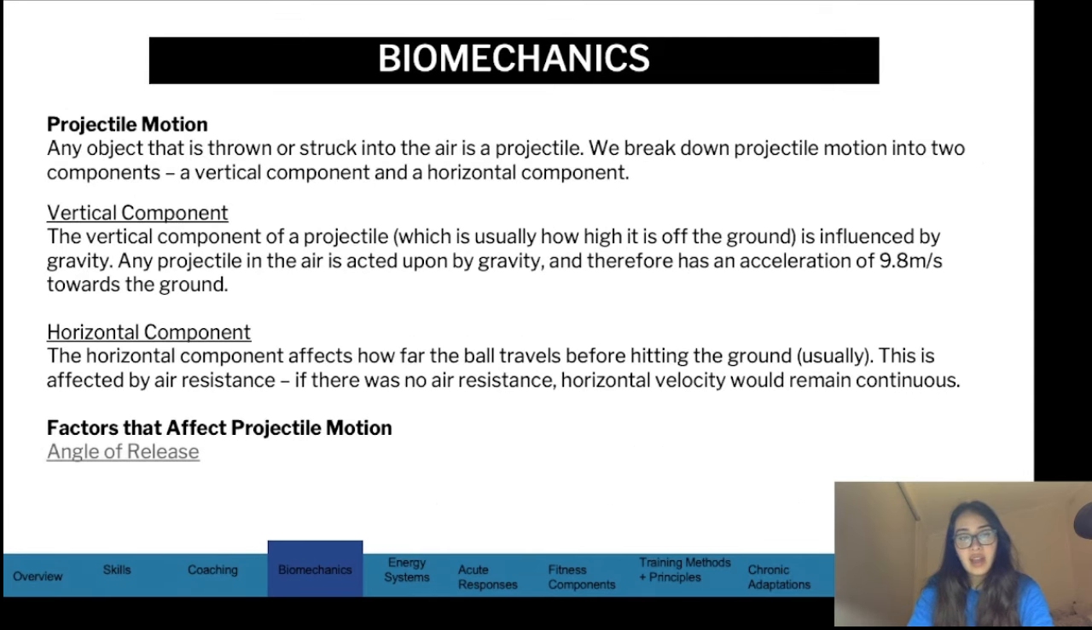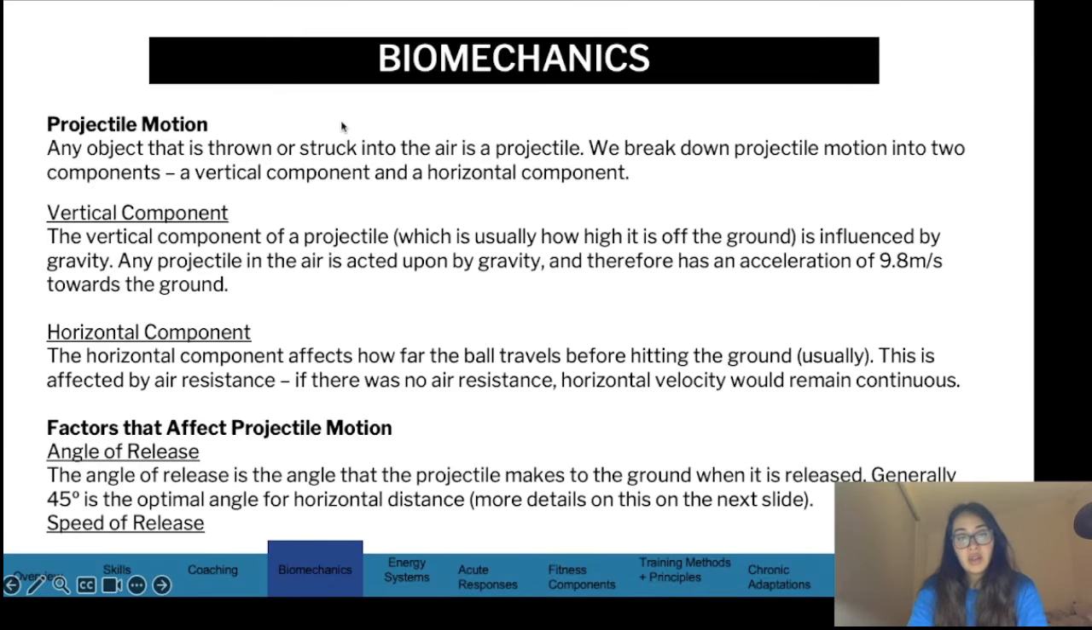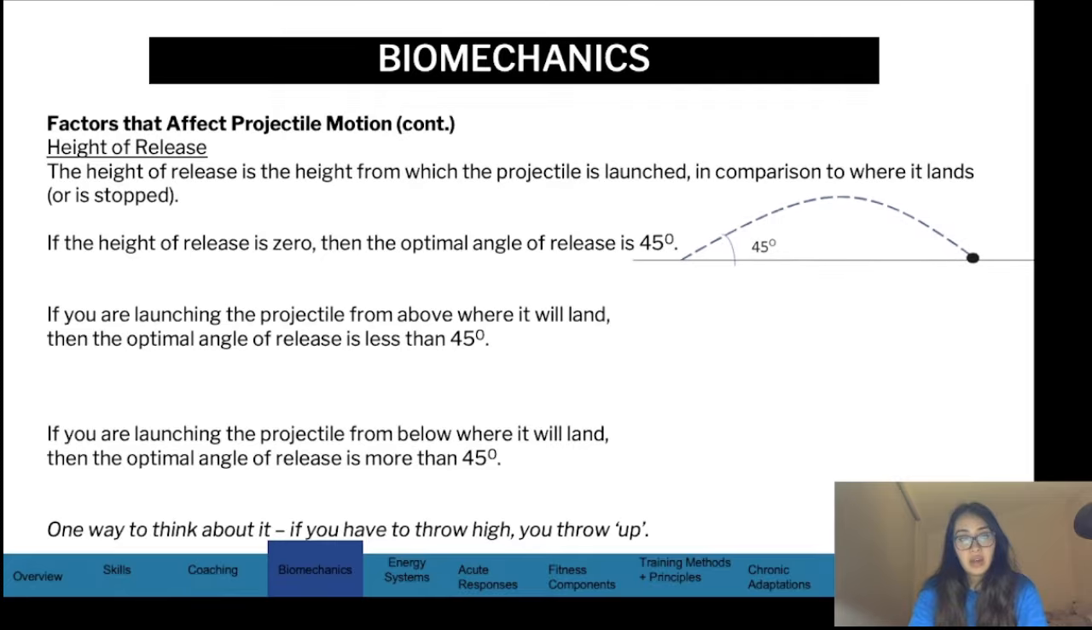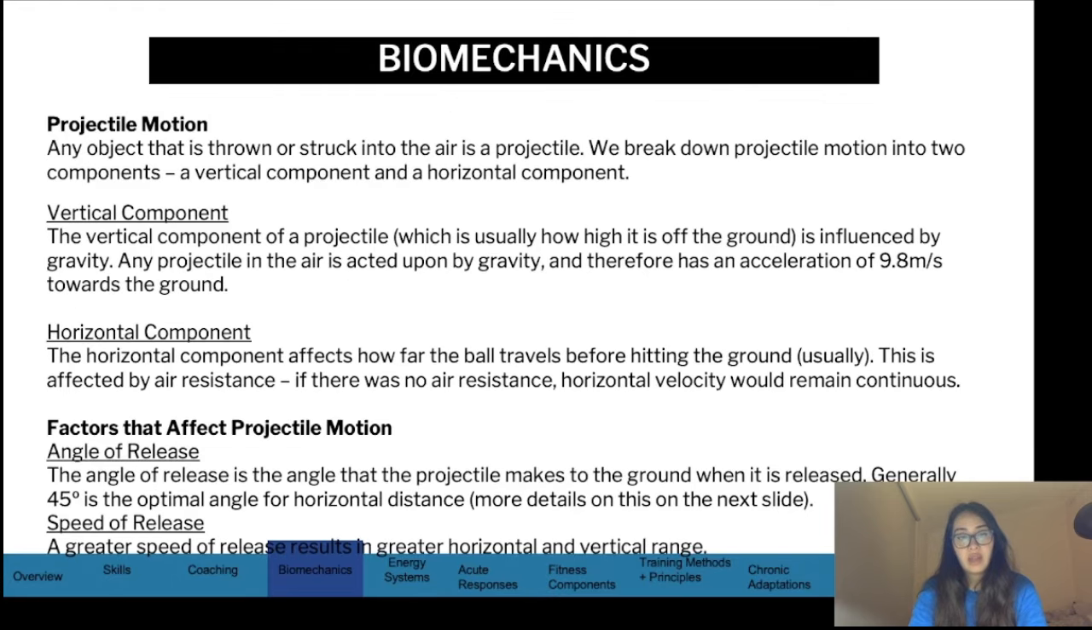Projectile motion, hopefully you understand that there are two components, horizontal and vertical. I've written down the main influences here. We've also got three factors that affect projectile motion: angle of release, speed of release, and height of release. So angle of release is the angle at which you release it. Generally, if you're flat on the ground and I'm flat on the ground, 45 degrees is a good angle for us to throw it.